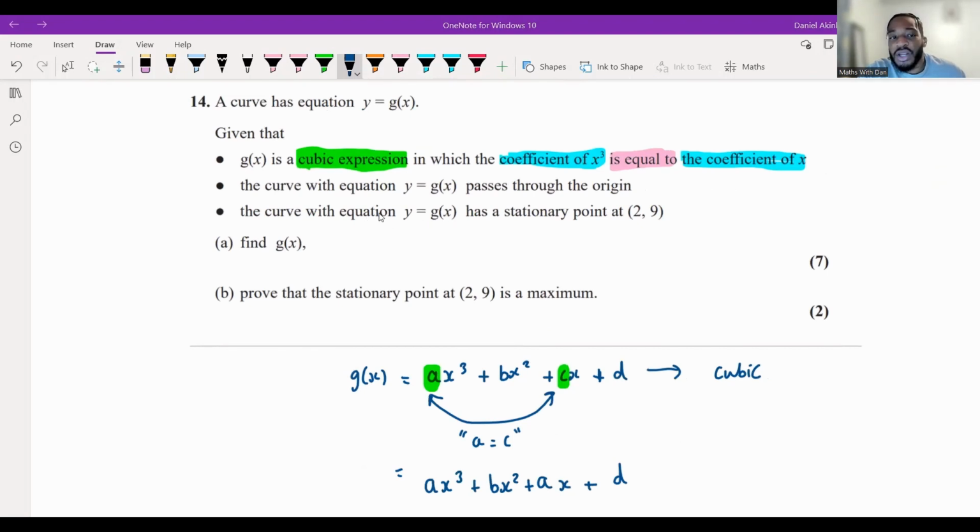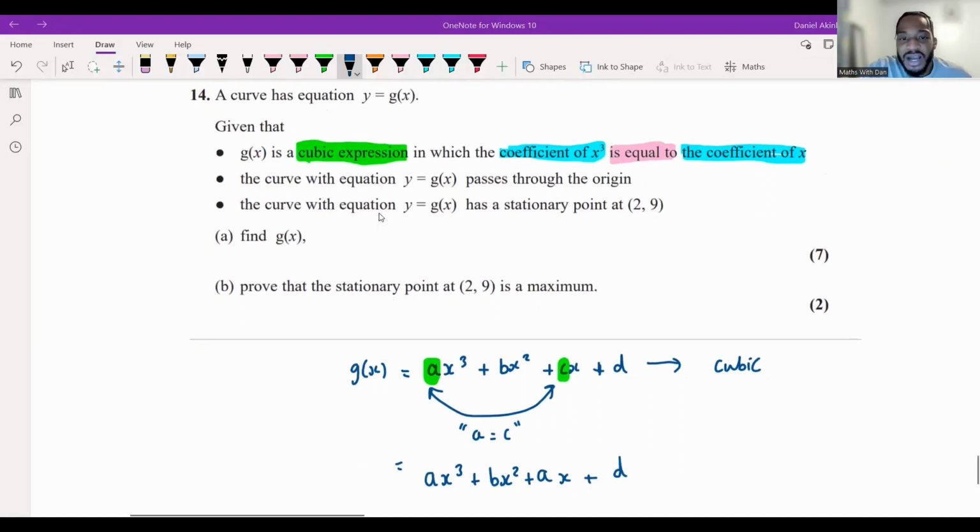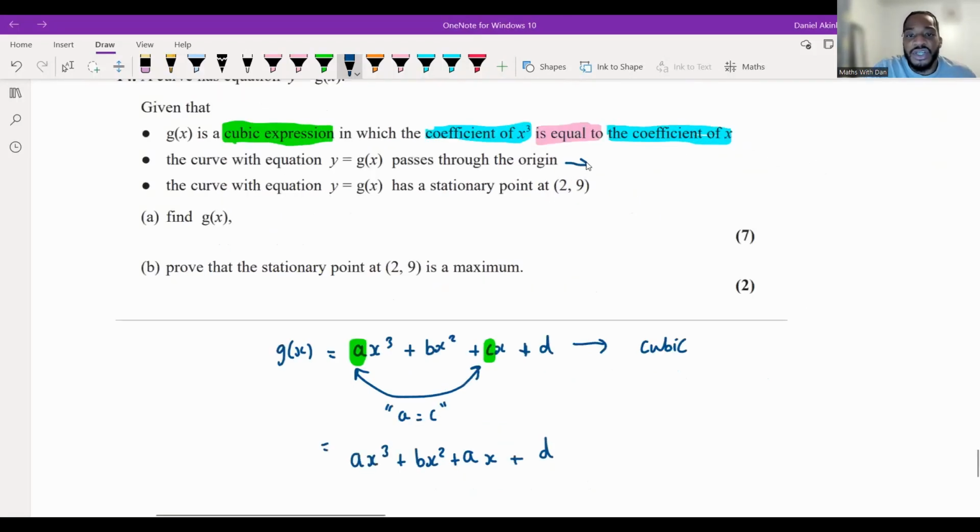Now, let's look at the second bullet point because we've taken everything from the first bullet point. The second bullet point says that the curve of equation y equals g of x passes through the origin. What does that mean? Anybody have any suggestions as to what that means? How can that help us? Thank you very much, Emilio. So if it passes through the origin, well, the origin is the coordinates (0, 0), isn't it? Exactly. Thank you very much, Manya. Its y-intercept is 0, so d is 0.